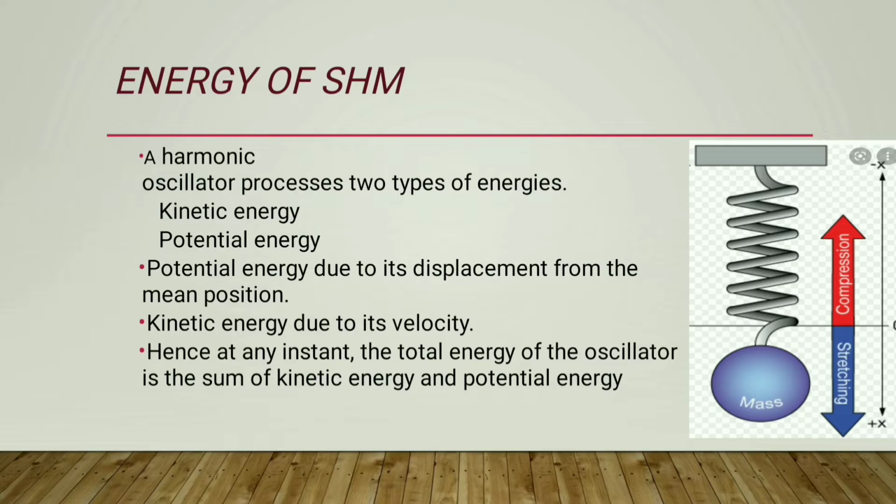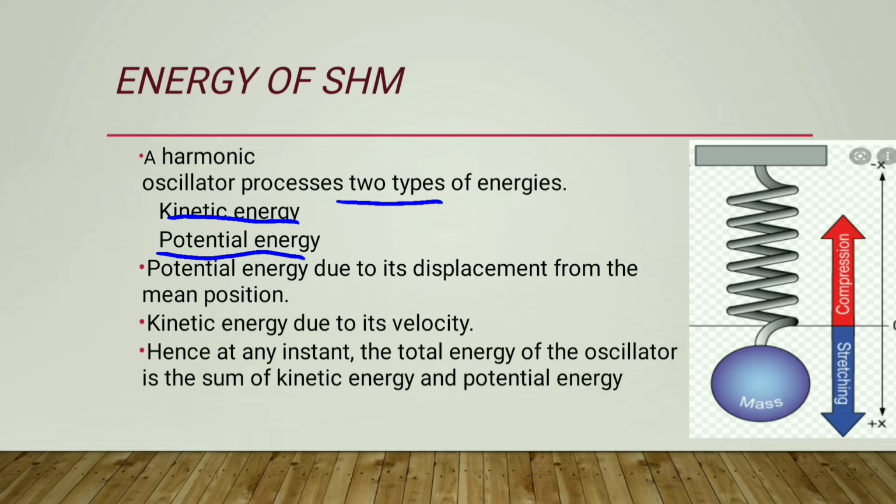Due to the position of the oscillator, it possesses an energy called potential energy. Here, the potential energy is evolved due to the finite compression or elongation of the spring. So, we can say that a harmonic oscillator possesses two types of energies. One is kinetic energy and the other is potential energy.